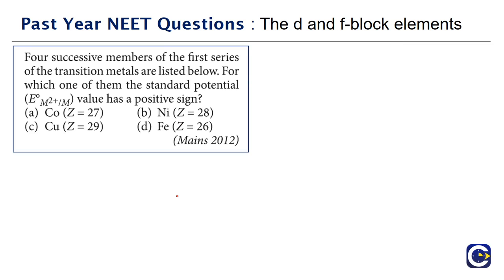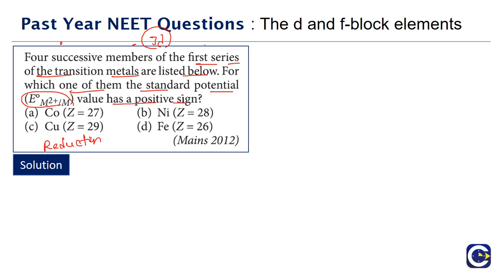Next we have a question that has come in 2012. 4 successive members of the first series of the transition metals, meaning the 3d series, are given below. For which of them is the standard potential, meaning the standard reduction potential E0 value, on the positive side? Remember, among the d block elements, copper.